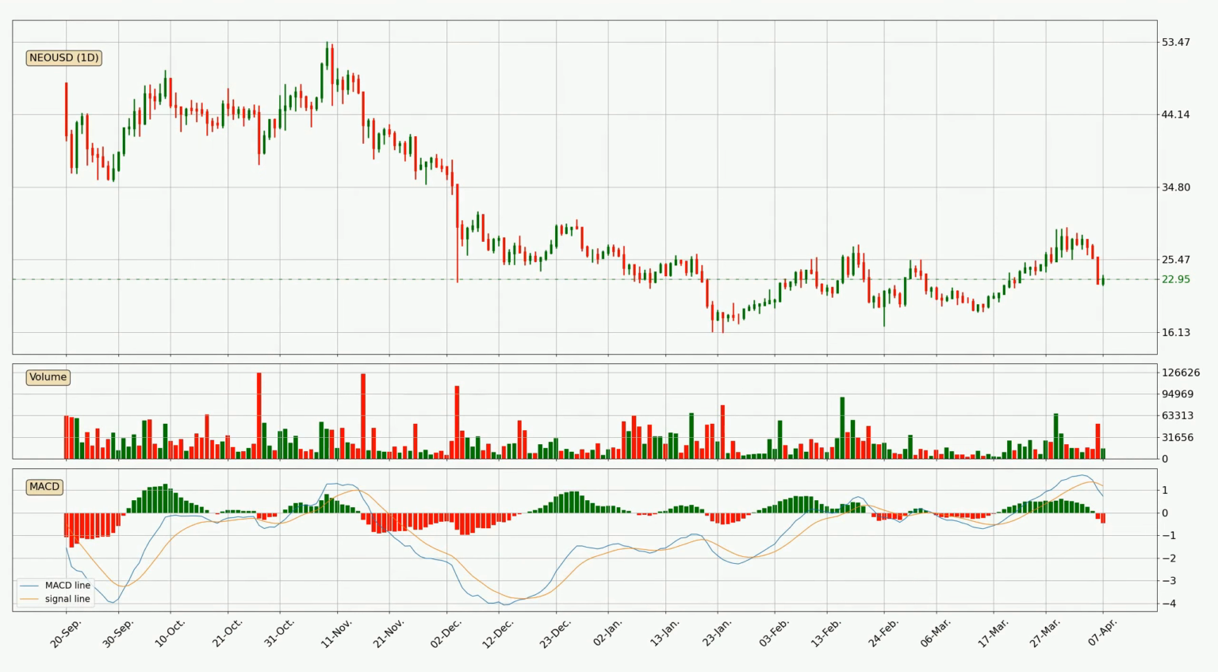Jumping to the daily MACD, the trend is currently going down because the MACD line is below the signal line. The MACD histogram shows that the momentum is currently strong, and it could be expected the price to go further to the downside.